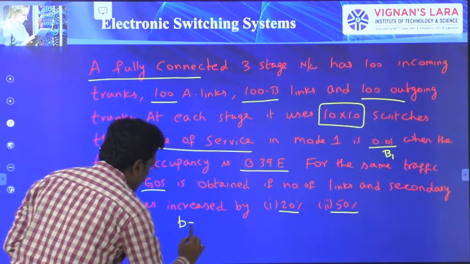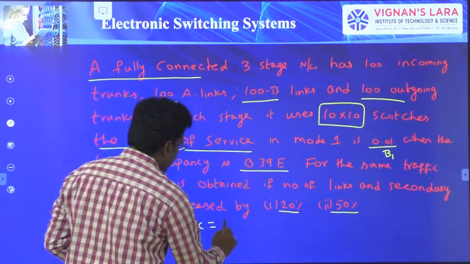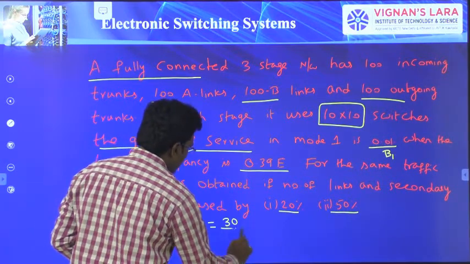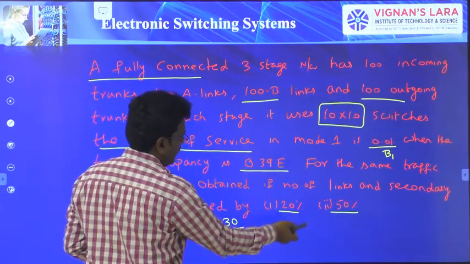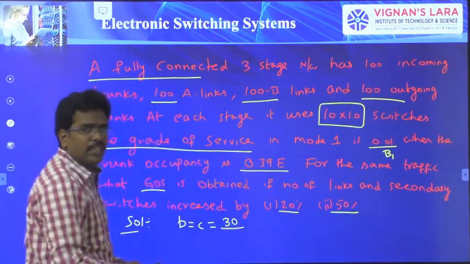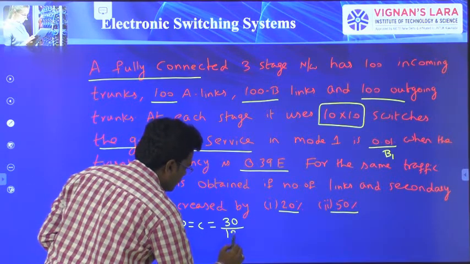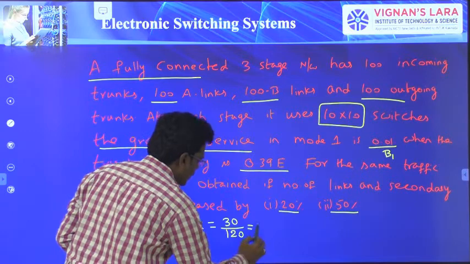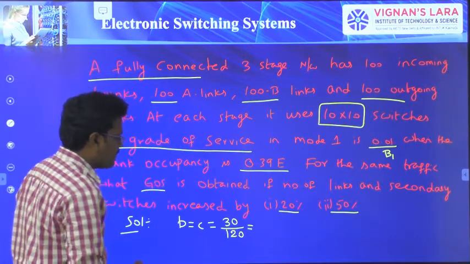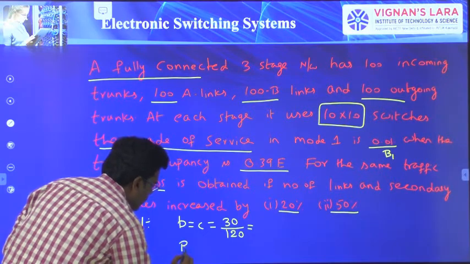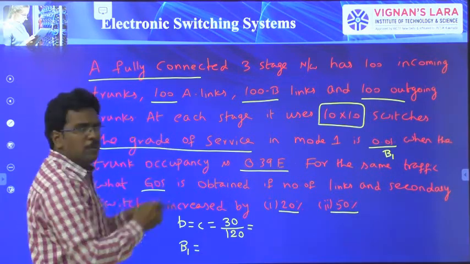So B is equal to C is equal to how much? That is 30 by 120, since it is increased by 20%. And we will give some value. Okay. Our objective is to find B1. What does the 1 suffix indicate? This is operating in mode 1.